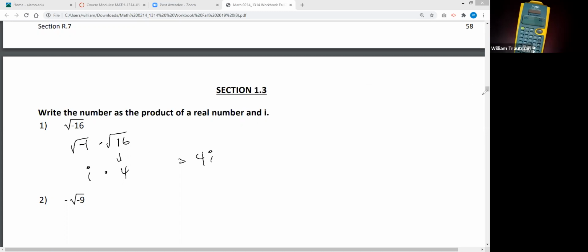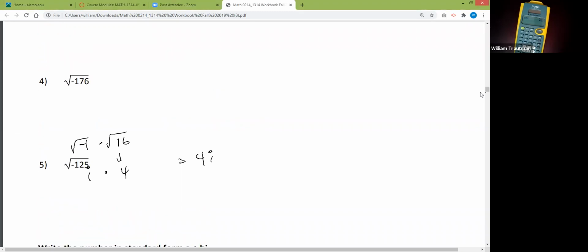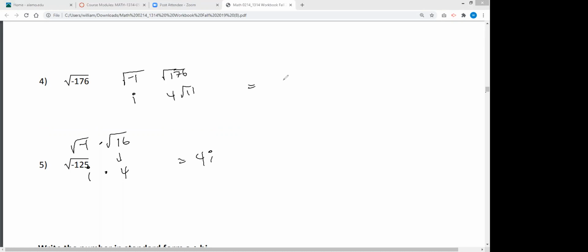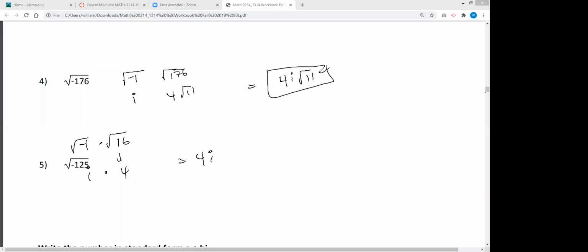But the one we just did, square root of 176, square root of -1 times square root of 176. This is i. Square root of 176 is 4 square root of 11. So the i always comes after the number on the outside, not on the number inside. There's a radical that's left over that everything couldn't come out of in this one, where number 1 it could. Okay, thank you. Does that make sense? Yeah.